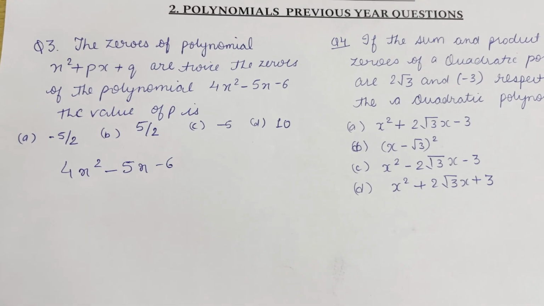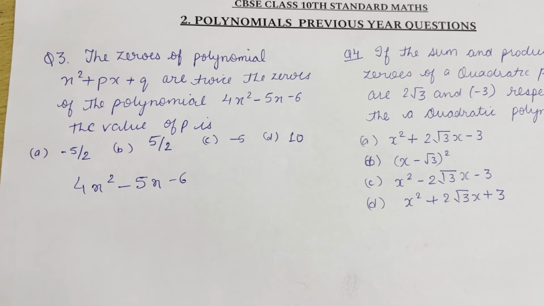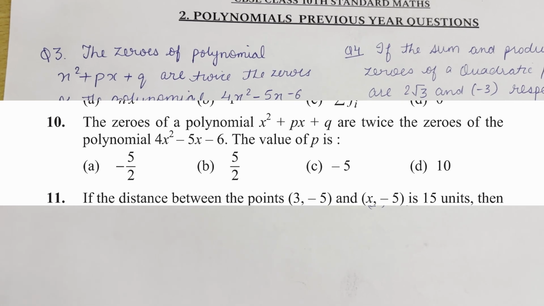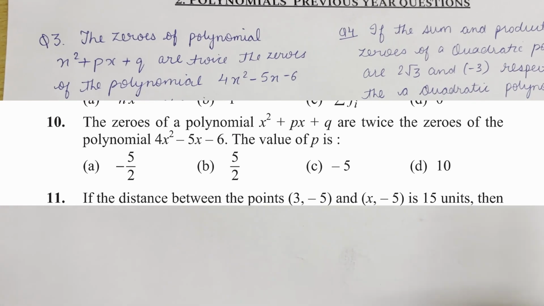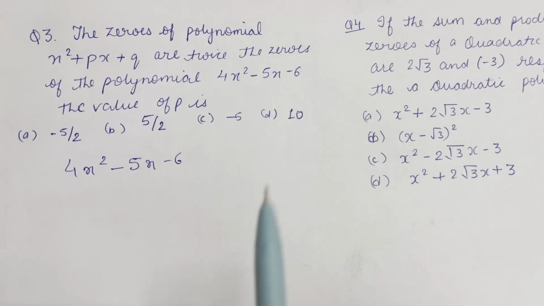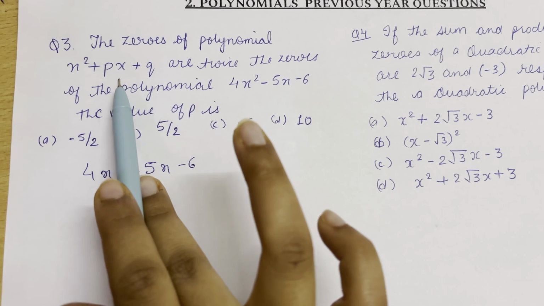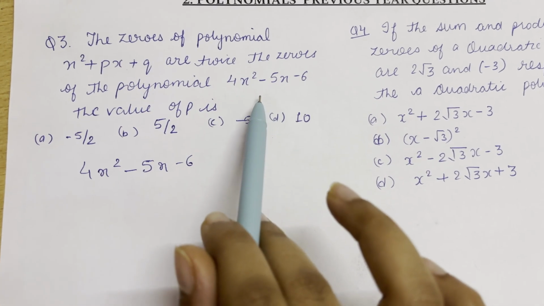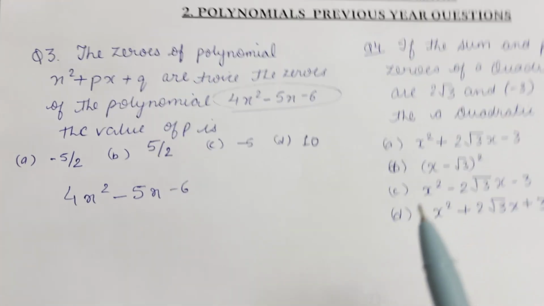Let's continue the video now with question number 3. Question number 3 says that the zeros of the polynomial x square plus px plus q are twice the zeros of the polynomial 4x square minus 5x minus 6, and we are asked to find the value of p. So the zeros of the polynomial x square plus px plus q are twice the zeros of the polynomial 4x square minus 5x minus 6.